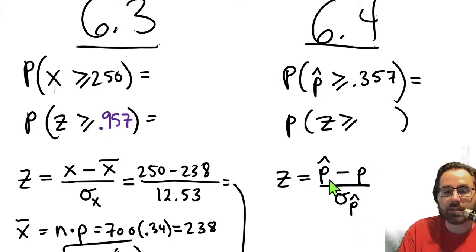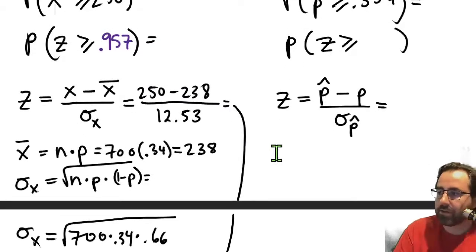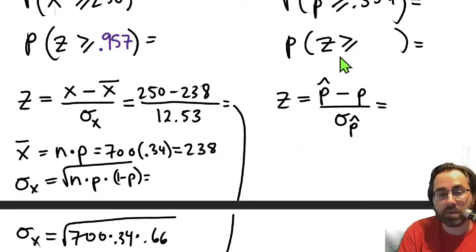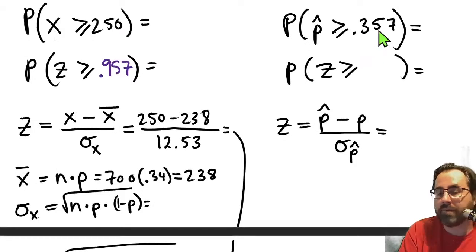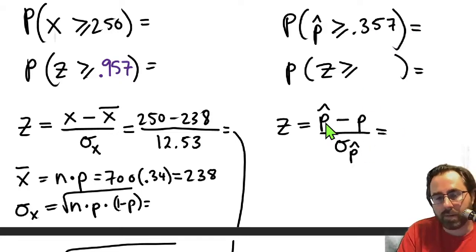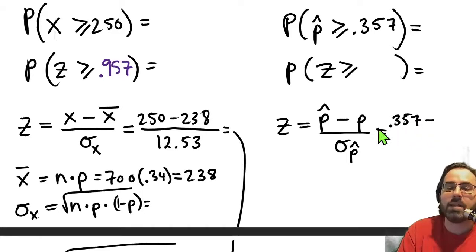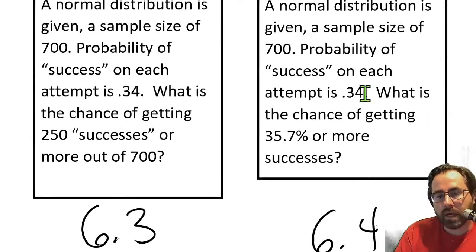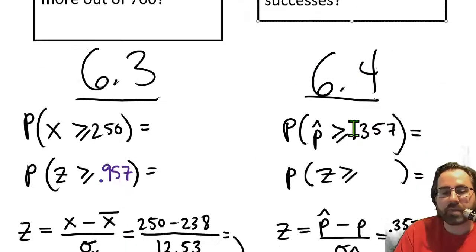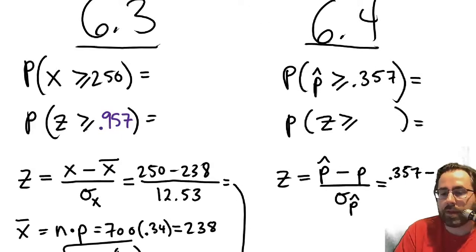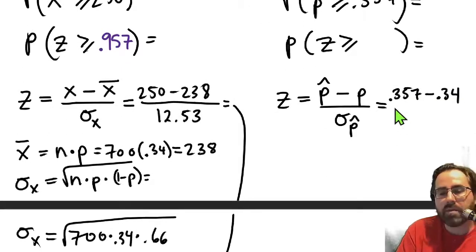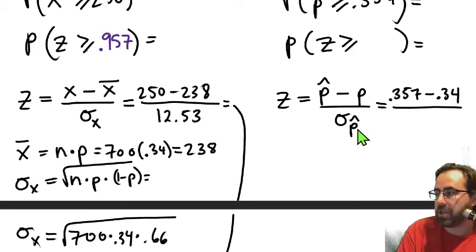And so we can start to calculate this right now. Let's do it. And we're going to do it really similar. Look at how close this is. What we're doing is the same thing. We're looking for what is the z-score for 0.357 as a proportion. What's the z-score for that value? So the proportion that we're looking for is 0.357 minus the proportion that we would expect. Now, what proportion would we expect? Well, we would expect the true proportion in the population, which is 0.34. So this is 0.34. And then we would divide by the standard deviation of the proportions.